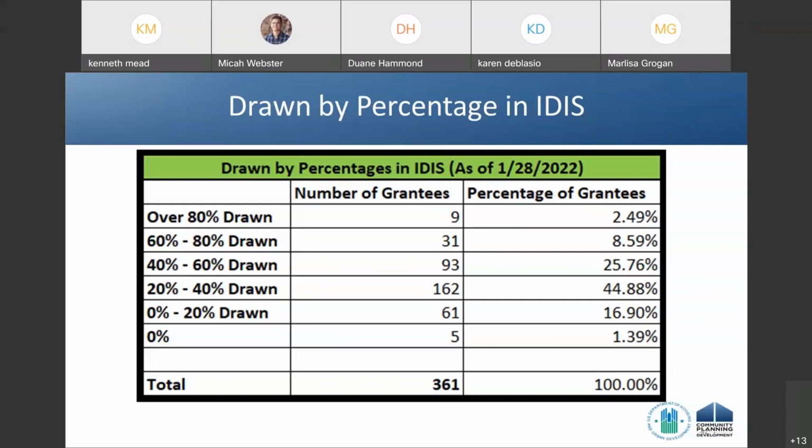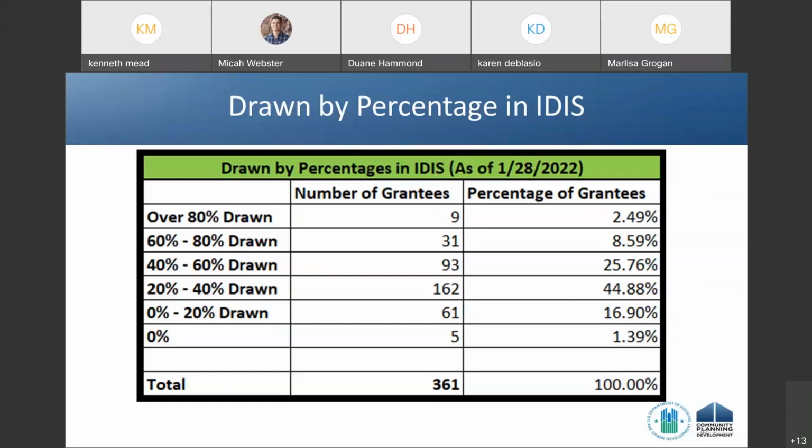We just sent out the letters a couple hours ago, I think. So if you should have received a letter and you didn't, also please reach out to your CARES Act desk officer. If you'd like to be notified of any developments like this, as Marlisa mentioned, it's really helpful to be subscribed to the listservs.